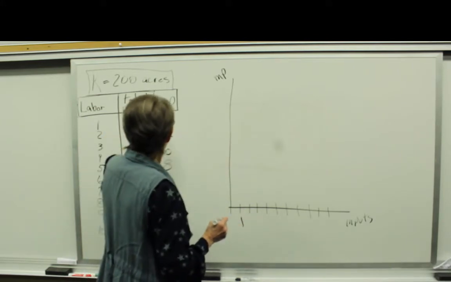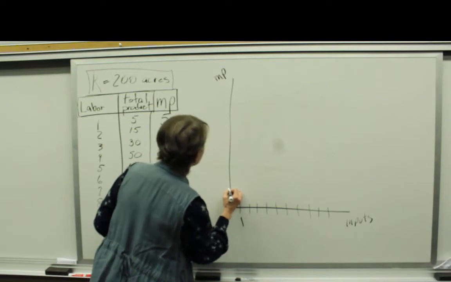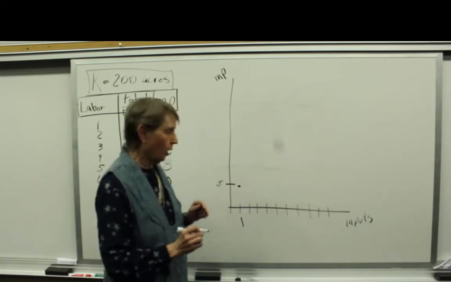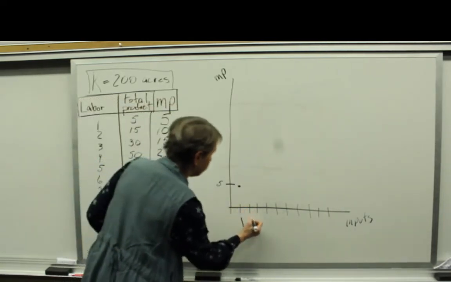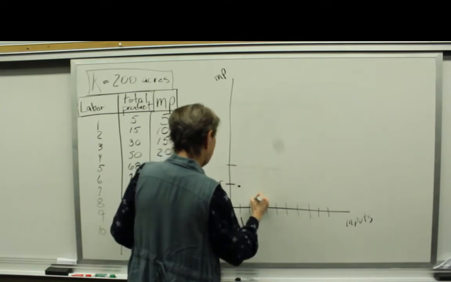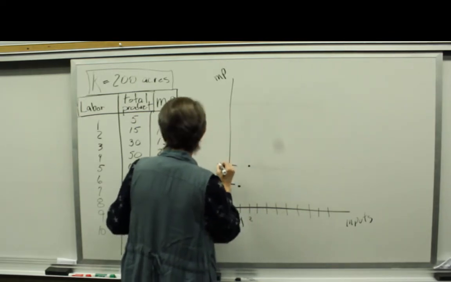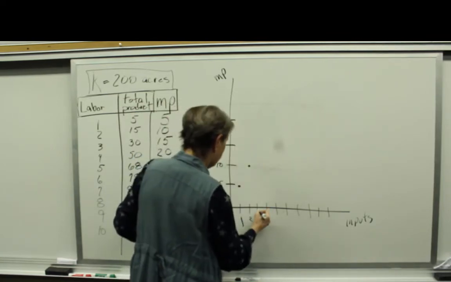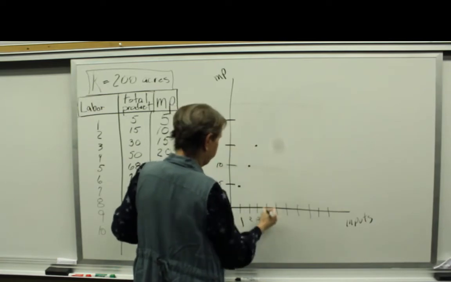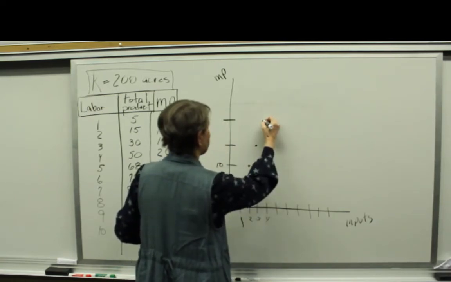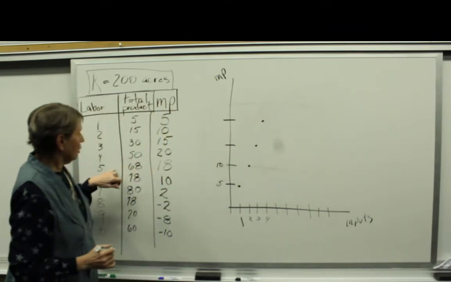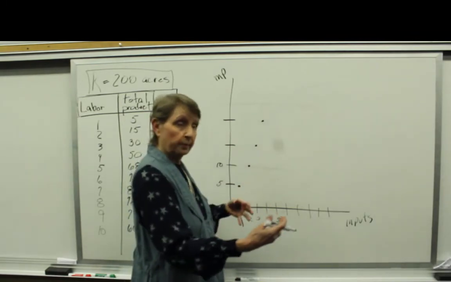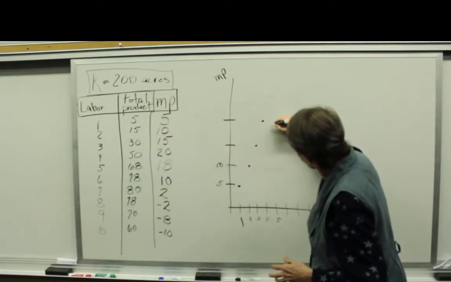Worker number 1 has marginal productivity of 5. So there's the marginal productivity of worker number 1. Worker number 2's marginal productivity is 10. Worker number 3's marginal productivity is 15. And 4 is 20. Worker number 5 has marginal productivity of 18. That means he's going to increase my output by 18. But that's right here.